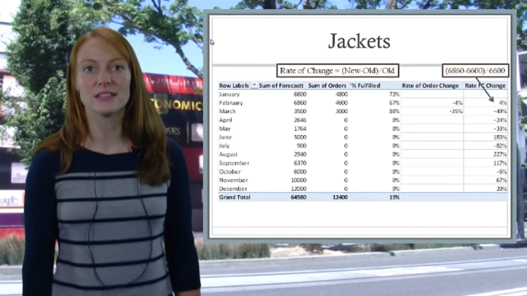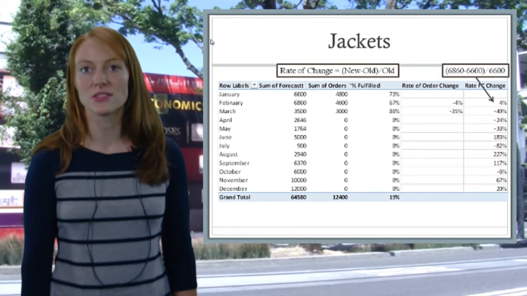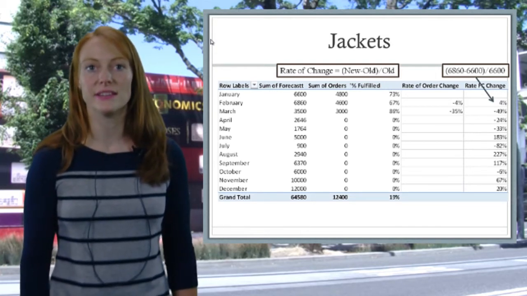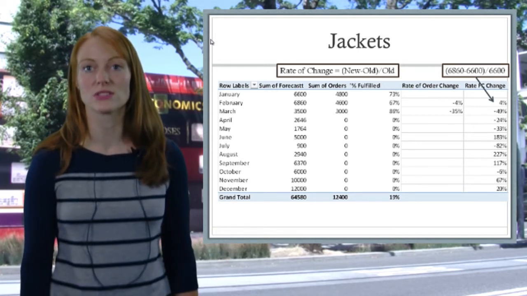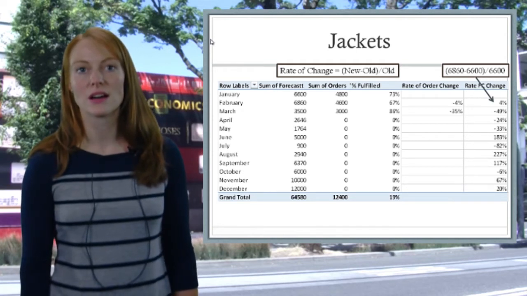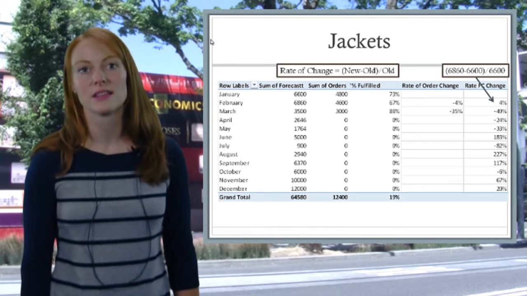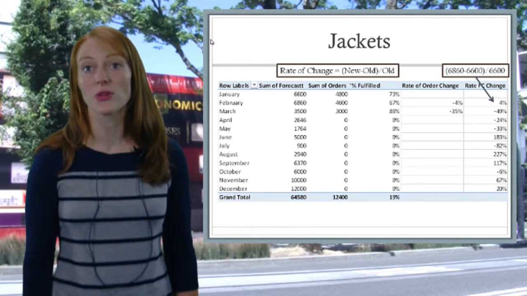So if I look at the month of February, I'm going to have 6860 minus 6600 divided by 6600. So in February, I had actually anticipated orders to be slightly higher than the month of January. This didn't end up being the case at all because our orders actually went down. And we saw that come down even more in March, where I had anticipated our orders to be about 40% less than the month of February, when in reality the orders actually went down 35%.